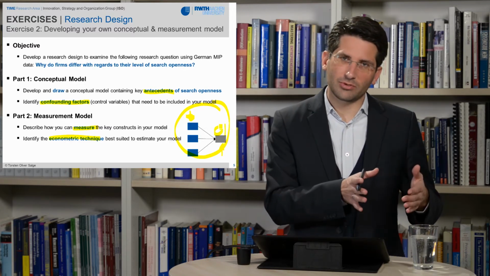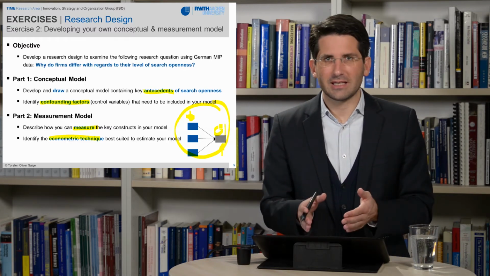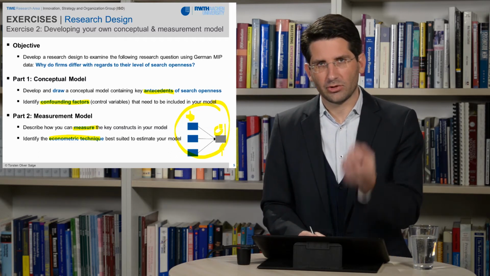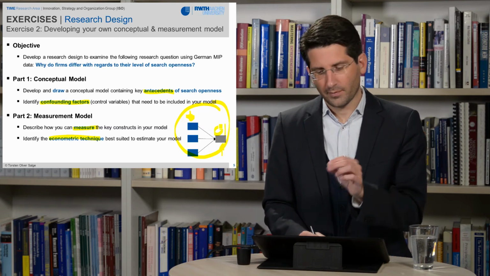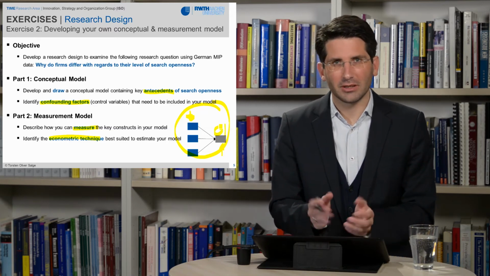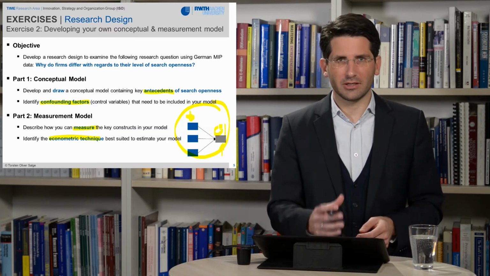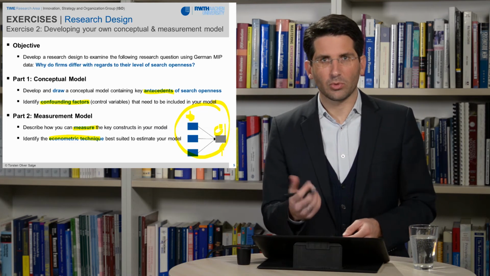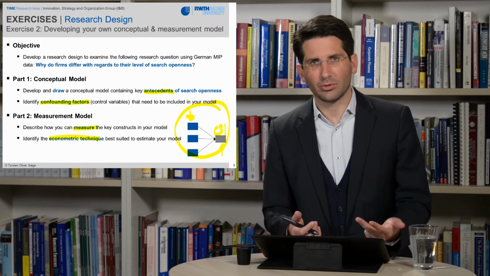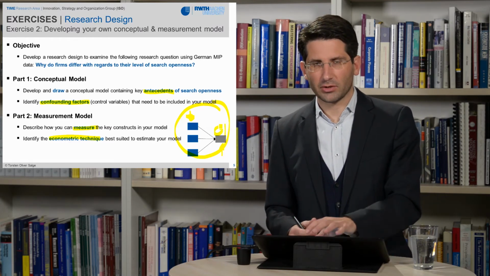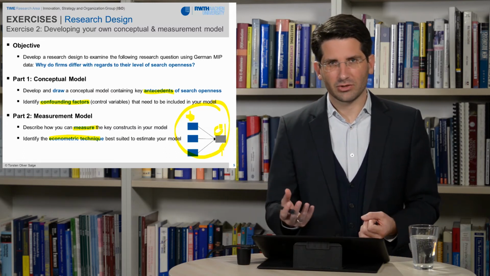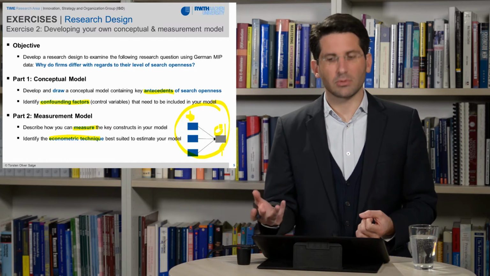So exercise 1 was about replicating. This is about designing. You come up with your conceptual model and your measurement model for this particular research question. And this exercise is already very similar to your own task in this course, where you need to come up also with your own research question, then your own conceptual model and your own measurement model. But this, I think, is a very good starting point to think about how to develop research questions and conceptual models and measurement models in particular.